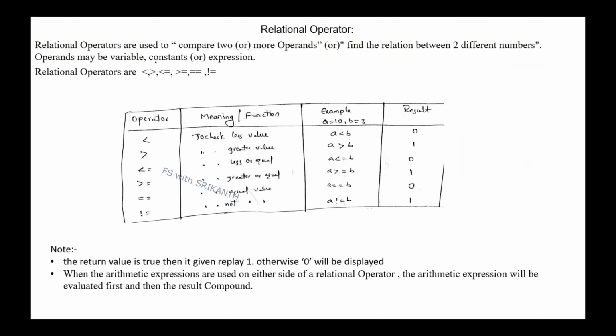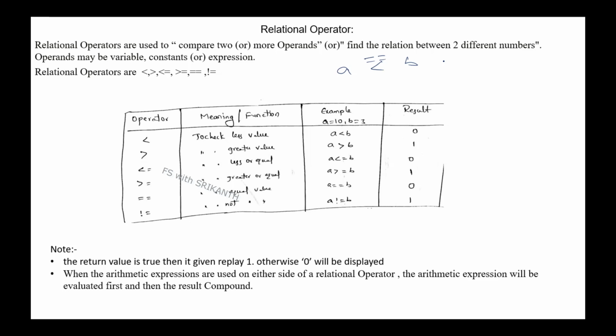Next one, relational operators. Relational operator in the sense it gives a relation. What relation does it provide? When we compare A and B, suppose less than, in the sense A is small, B is big. This type of relation we get. Suppose equal, both are equal, right or not? This type of relation we are getting. Relational operators are used to compare two or more operands.